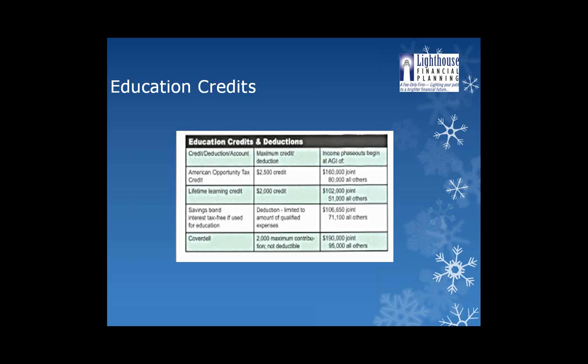But the education planning. The thing I'd like to point out here is that there are education credits and deductions that are available. However, they are adjusted gross income related, and they phase out for the higher income earners.